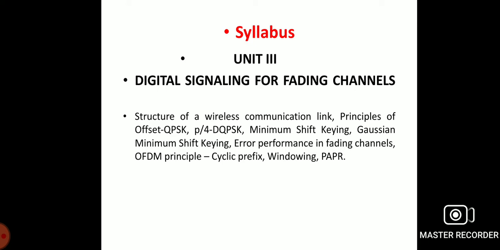In this unit, we are going to discuss the subtopics: structure of wireless communication link, principle of offset QPSK, and Pi/4 DQPSK model, and also minimum shift keying and Gaussian minimum shift keying, and error performance in fading channels, principle of OFDM, cyclic prefix and windowing, and peak to average power ratio. Now, the outline of this presentation.